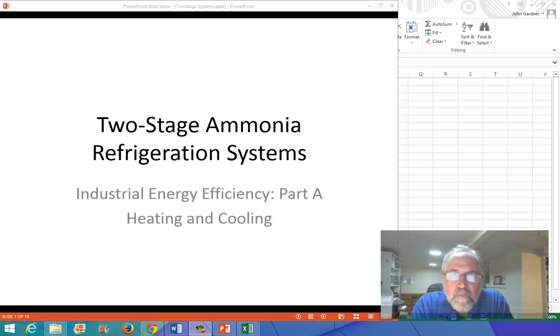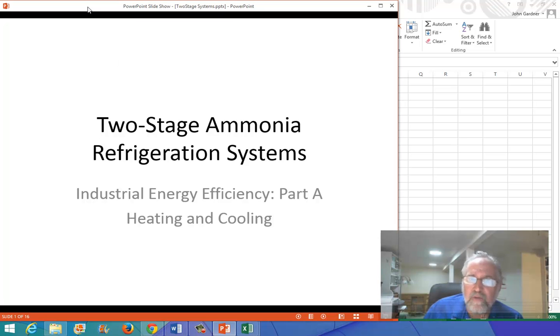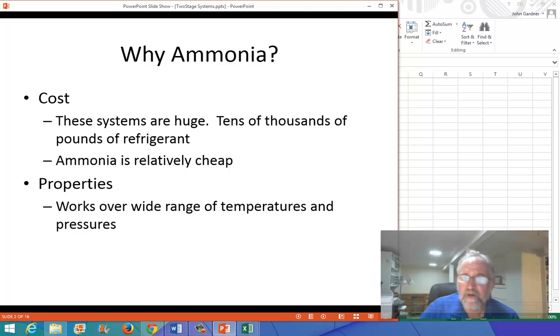Okay, so what we're going to do now is go through a fairly quick lecture on two-stage ammonia systems. These are typical in big food processing plants, particularly if they have freezer capacity. Of the big food processing plants we visited out of our industrial assessment center, over half had ammonia systems. And when they had them, they were nearly always two-stage systems. So we're going to talk about why that is and why they're ammonia. Then we'll also talk about how we go about evaluating them.